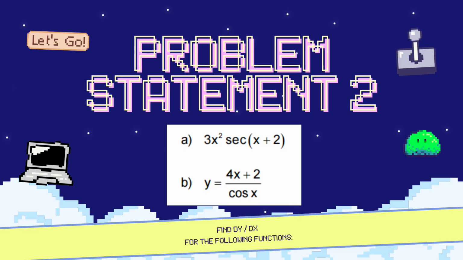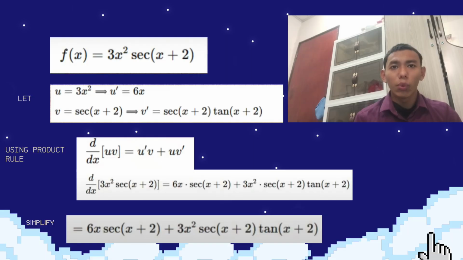For question 2, the question gives us two functions and asks us to find dy/dx for the following functions. So, I will do the first question first. For the first question, the function is f(x) equals 3x squared times sec(x + 2).